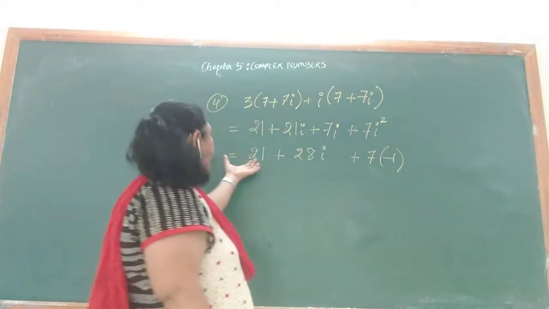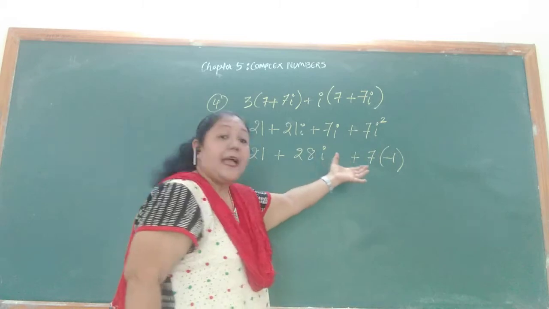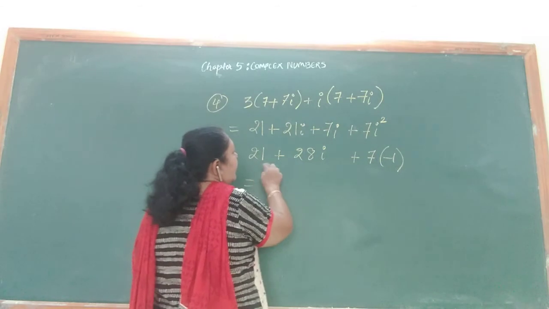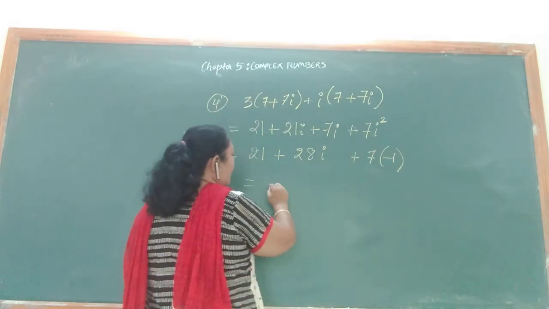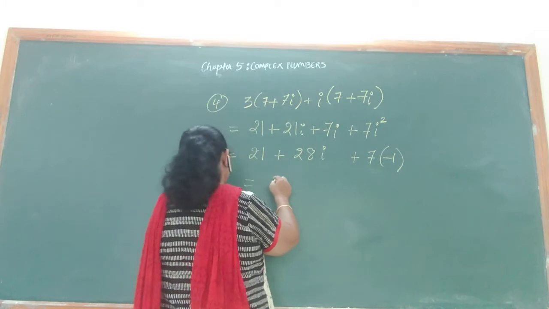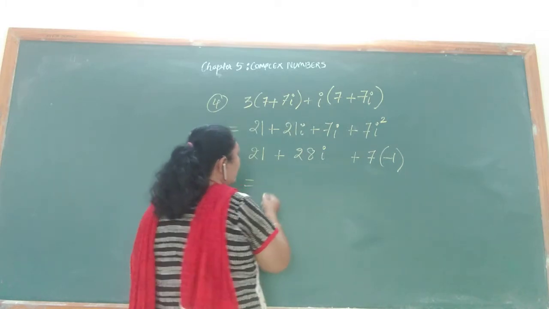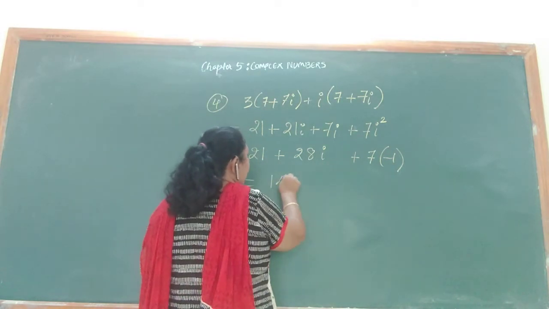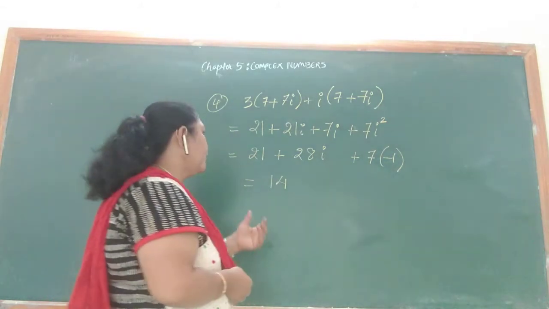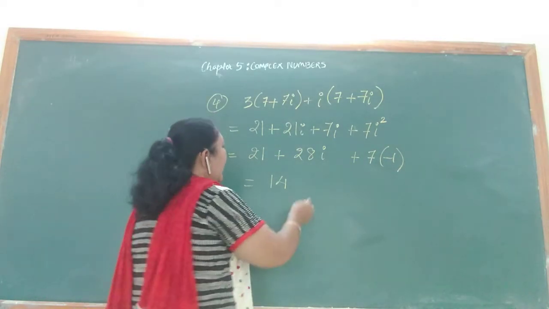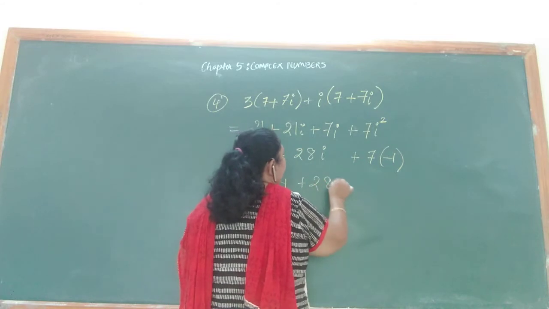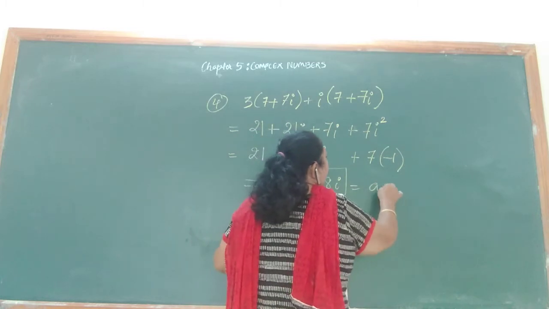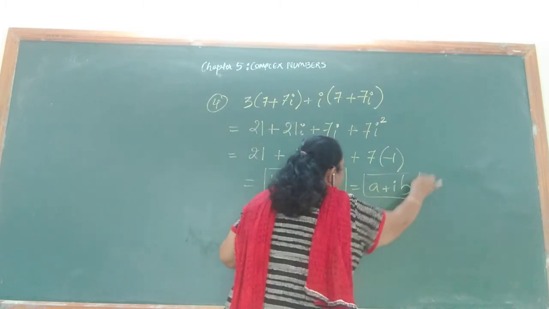So over here, if you subtract 7 from 21, you will have 14. So now I have 14 plus 28i. So I converted it into a plus ib form.